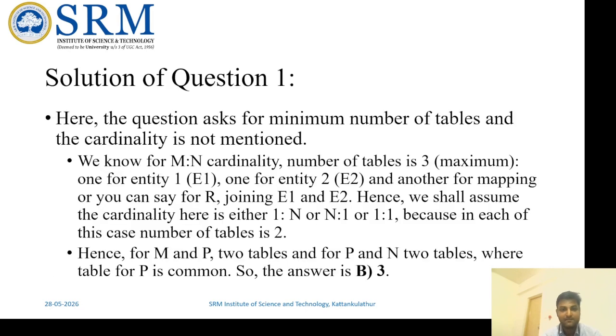So the solution I have written in this format, that I have told the same thing here, that we know for m to n cardinality the number of tables is 3. That is the maximum one.